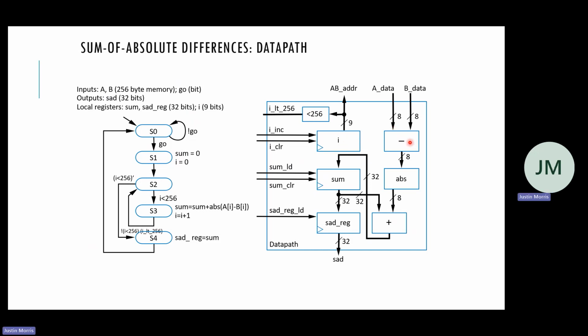We need a subtractor to subtract A from B, right? And then we have the absolute value because we care about the absolute difference. And then we have the adder to add the absolute difference to the total sum. Are we good with this data path? You see where every component came from? And we have basically loads and clears, except for our output register. We don't need a clear. We're just going to load. We'll only overwrite it when we have a new frame, right?